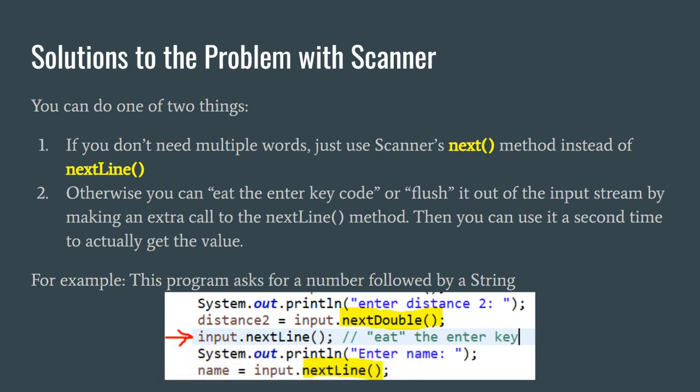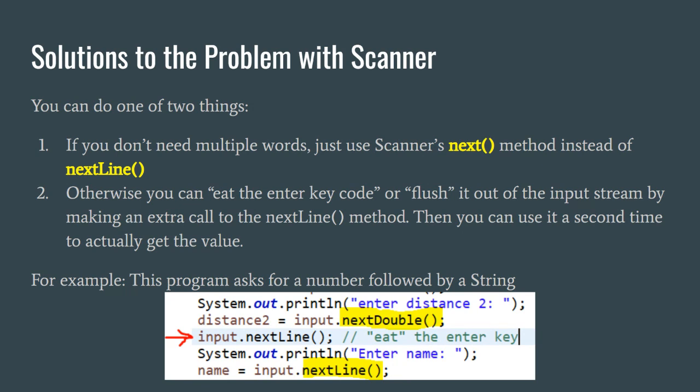So here's how you can fix it, and I have a little code example at the bottom. If you don't need multiple words for your string, then just use next, because next gives you the next token or the next word, and it doesn't look for the enter key. It just looks for a space. So use that instead of nextLine if possible. If you really need a full name or something, like a multiple word thing, then you're stuck. You've got to use nextLine to do that.